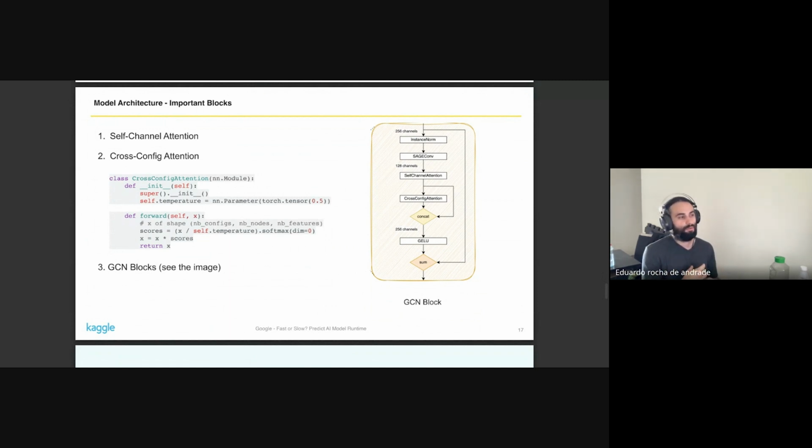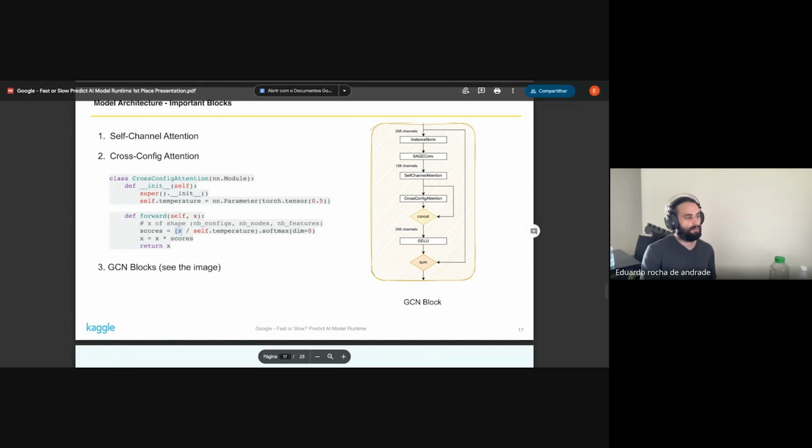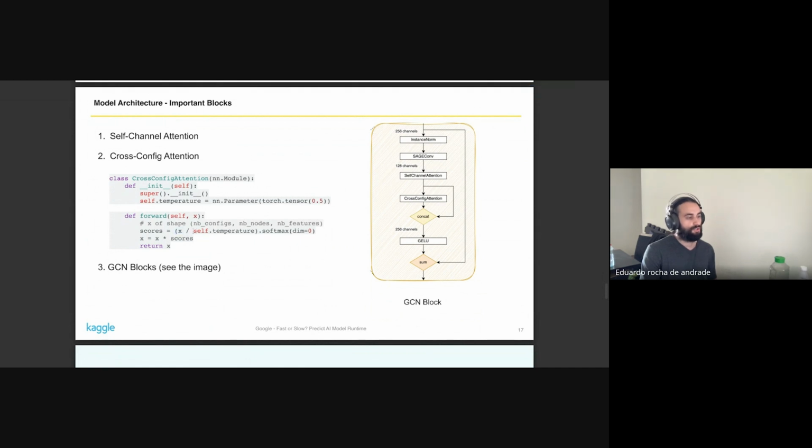So we had this idea of doing this very simple attention, where we basically divide each element in the tensor by a temperature. This is usual for softmax temperature, and then we do the softmax across all configs in the batch. The idea here is that for each particular node and each particular channel, we will compare with the competitors, the other possible configs, and then we will rescore, we will recalibrate based on the batch itself.